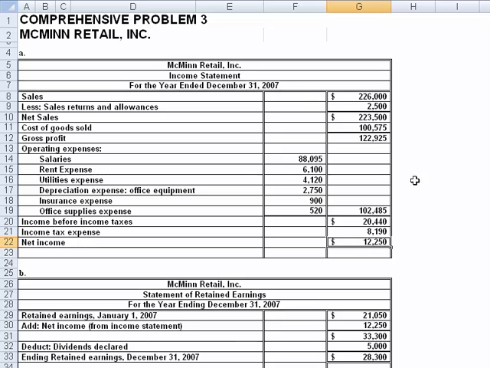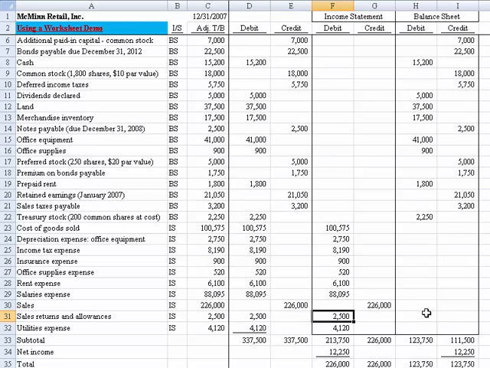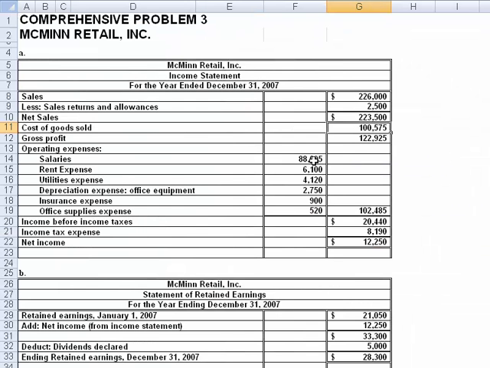Okay, so there's the income statement right there. There's the 226 less the 2500 to derive net sales. Then with a multi-step income statement, we back off the 100,000 of cost of goods sold. That 100,000 comes from right there. And then the rest, we list the various expenses where they need to go. The salaries, the rent, the utilities, the depreciation expense, insurance, and so on.